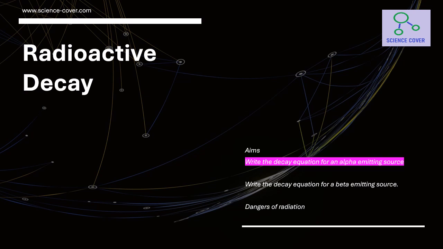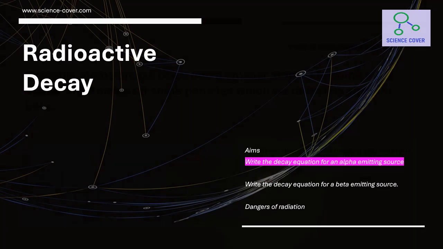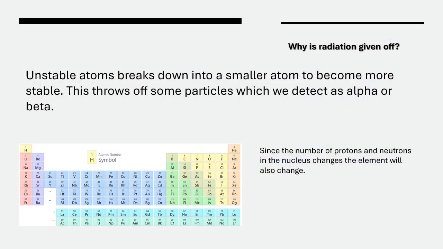Let's start looking at radioactive decays. First, we look at how to write the radioactive decay equation for an alpha emitting source. First, let's think about why radiation is given off. Unstable atoms will break down into smaller atoms to become more stable. Now, this throws off some particles that we detect as alpha or beta radiation. Now, since we've thrown off some particles, the number of protons or neutrons in the nucleus has had to change. And that means that the element that we're studying will also change.